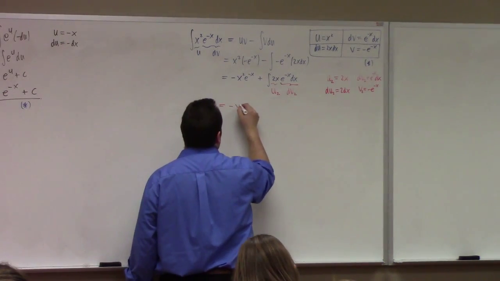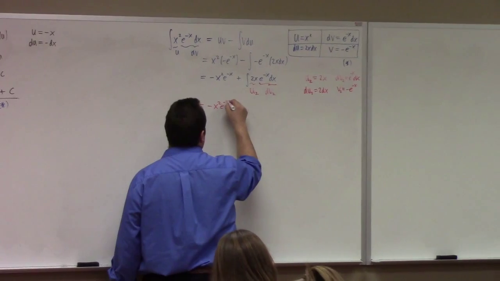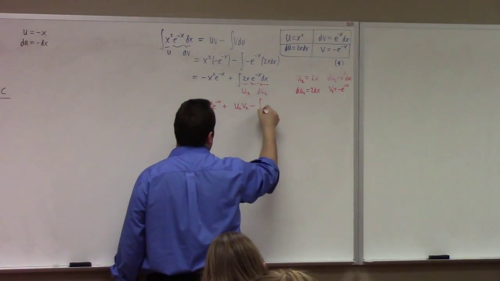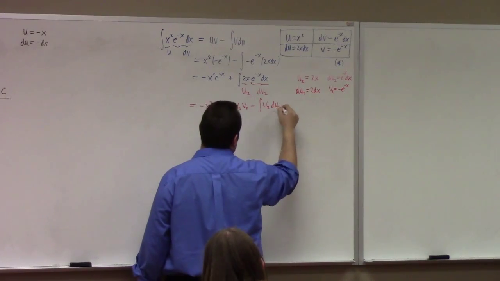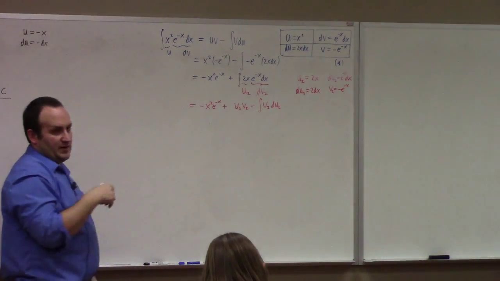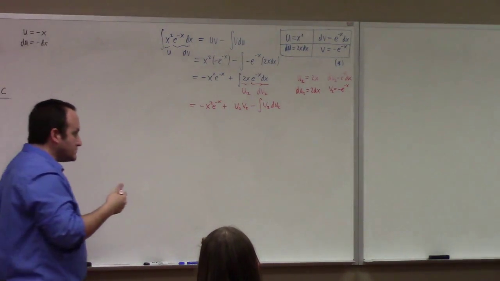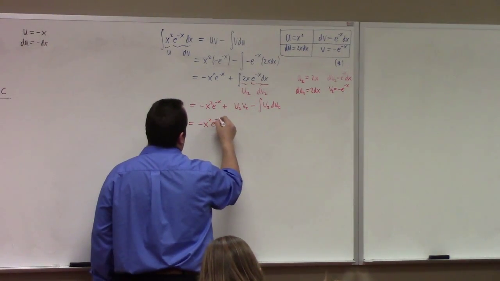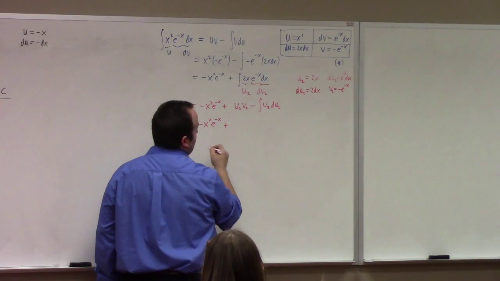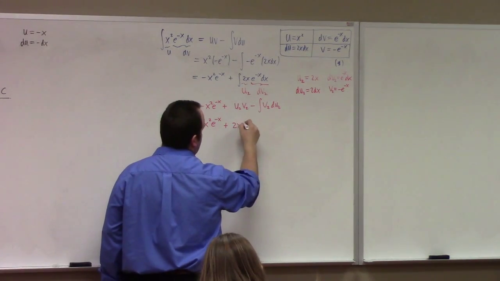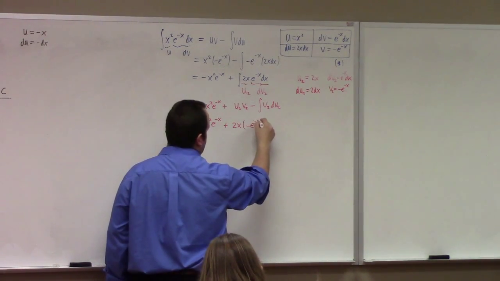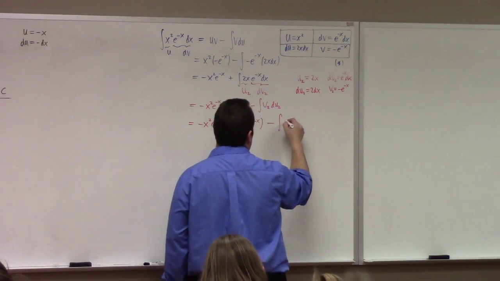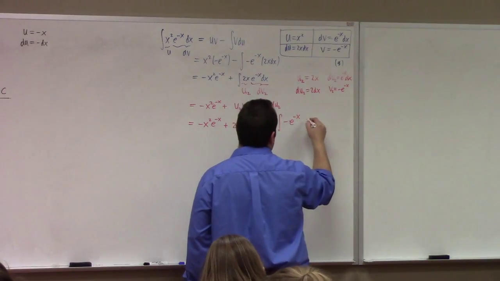All right, so we've got minus x squared e to the minus x, plus u2 v2, minus the integral of v2 du2. Integration by parts formula again. So what is that? That's minus x squared e to the minus x, plus u2, 2x, v2, minus e to the minus x, minus the integral of minus e to the minus x times 2 dx.